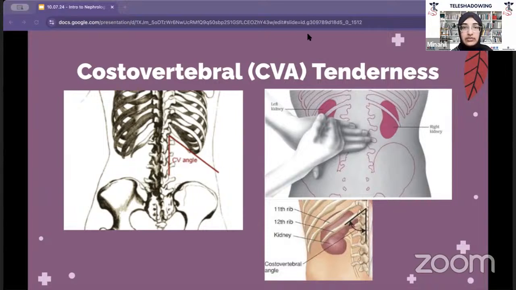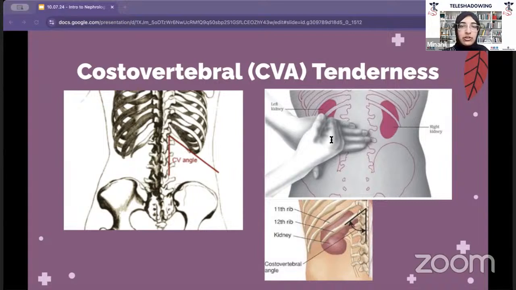We'll watch a couple of videos as to how it looks. So this is the angle formed between the lower border of the 12th rib and the spine, right? This area is located on each side of the back, because we have two kidneys, and it's used in physical exams to assess for any kidney inflammation or infection.